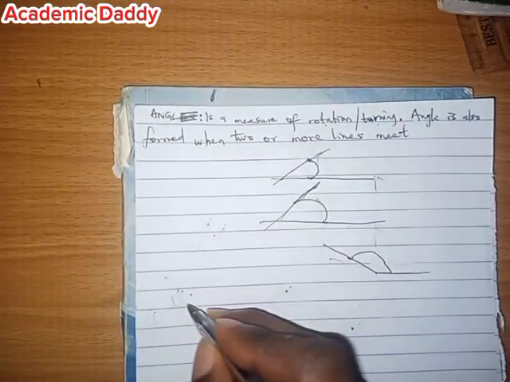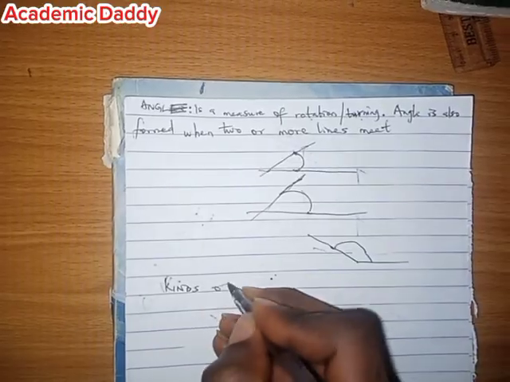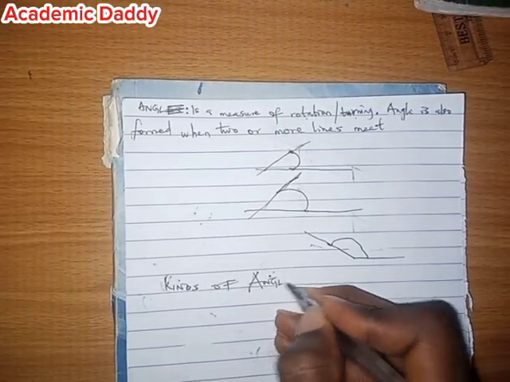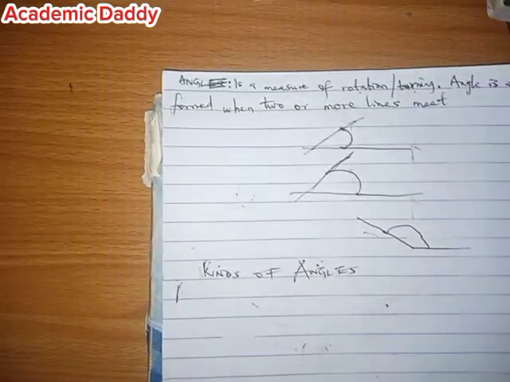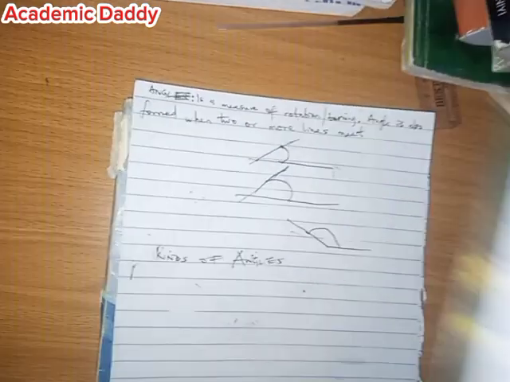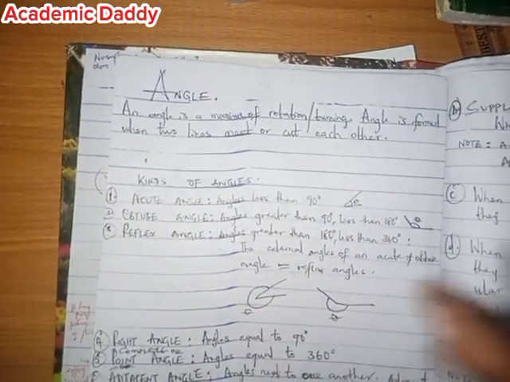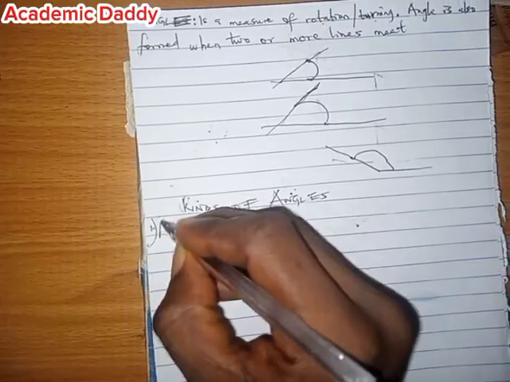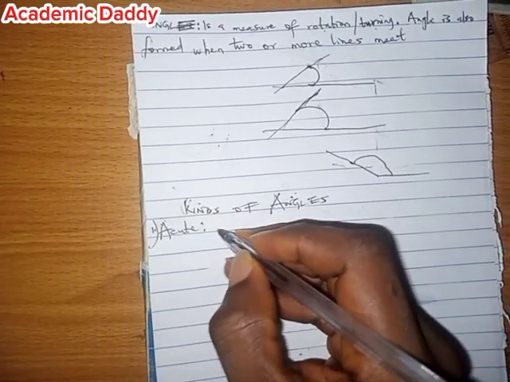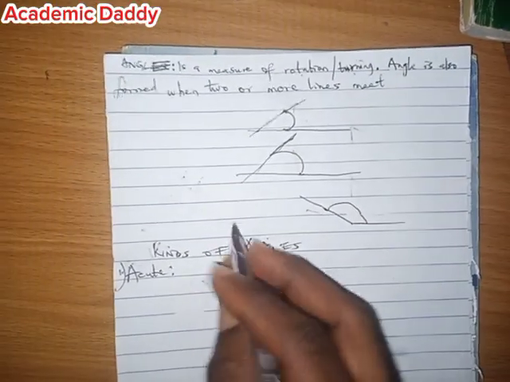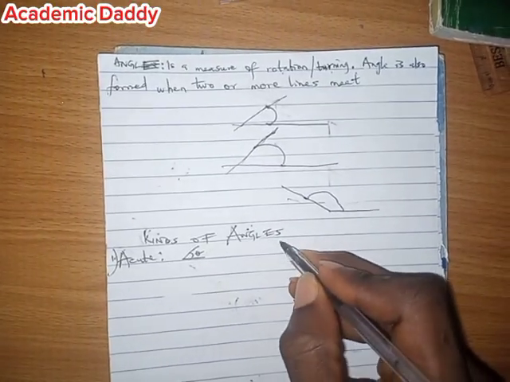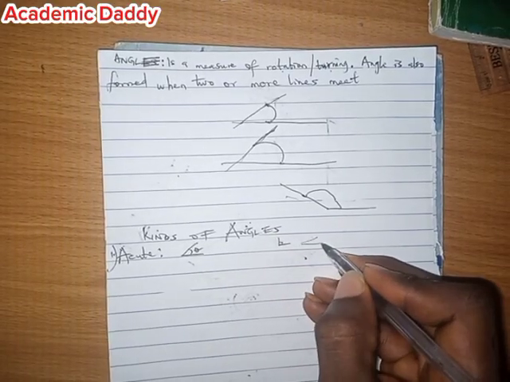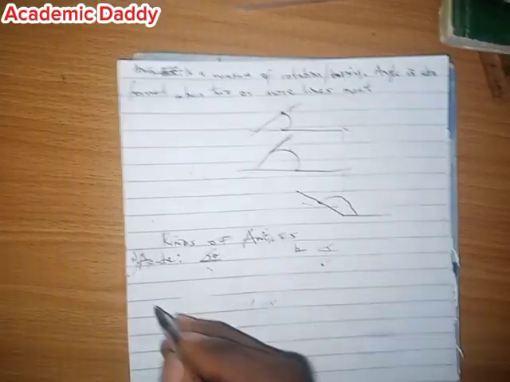So let's now take note of what we call kinds of angles. The first one is acute angle. Anything acute angle simply means angles less than 90. Once the angle is less than 90, so if this is 90 degrees, any angle less than it is called acute.